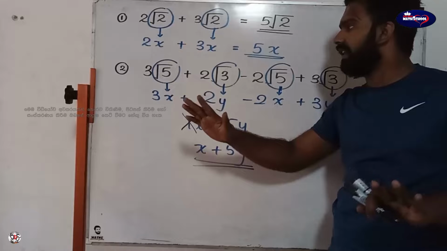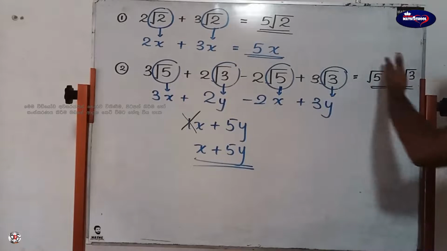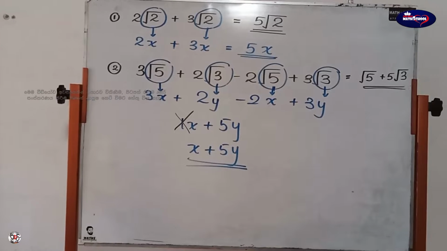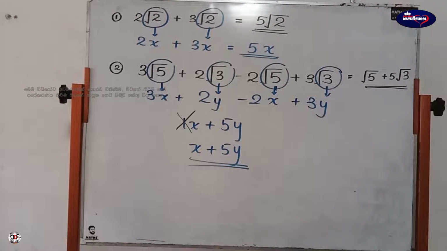No need to simplify, nothing to simplify. Just take the like terms and add or subtract. Right? Only the like terms we are going to add or subtract. That means the same rules that we have used in addition and subtraction of algebraic terms. The same rules, same as the algebraic expressions. In these surds, you should remember we don't know the value of anything. That's it.